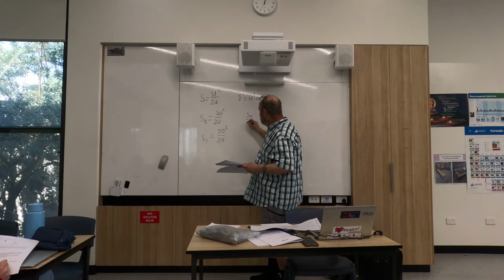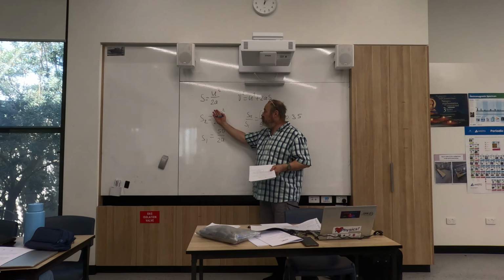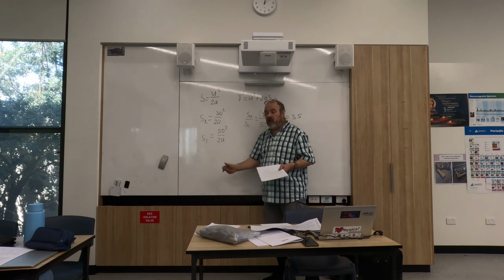So the correct answer is 0.35. So the ratio is 0.35. Make sense? You just write the stopping distance for one initial velocity, for another initial velocity, and just divide one by another. Make sense?